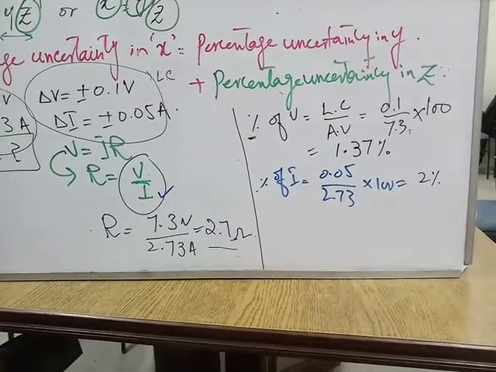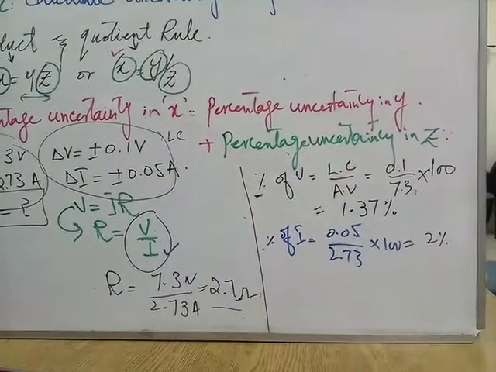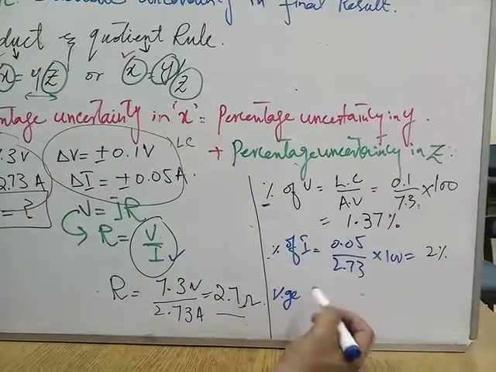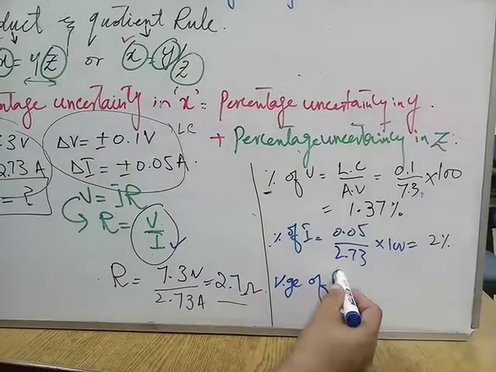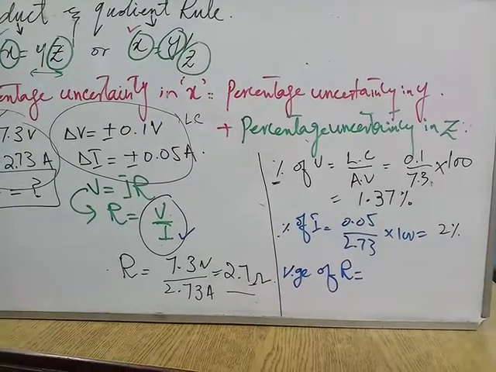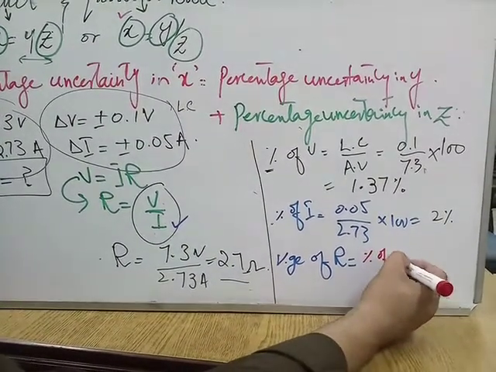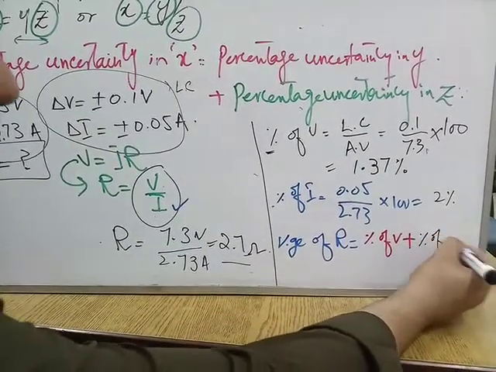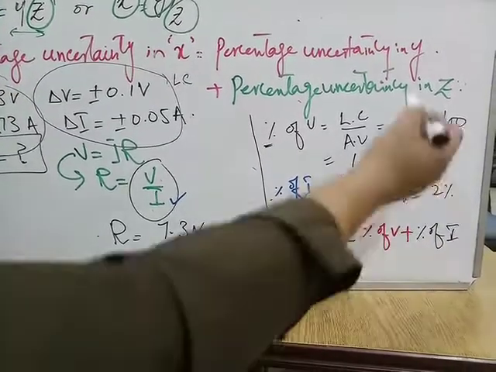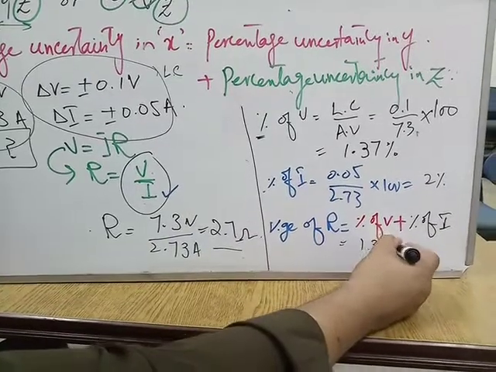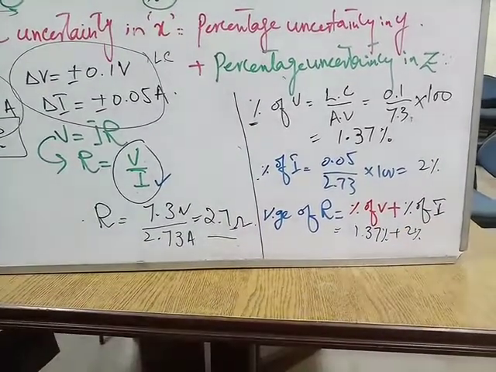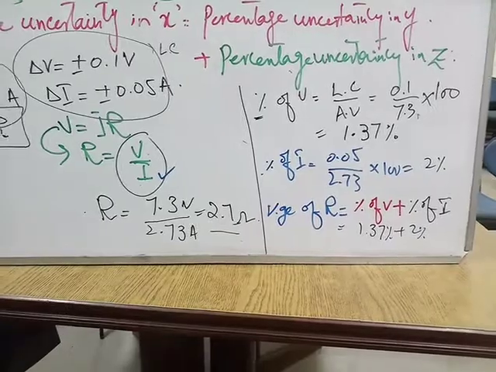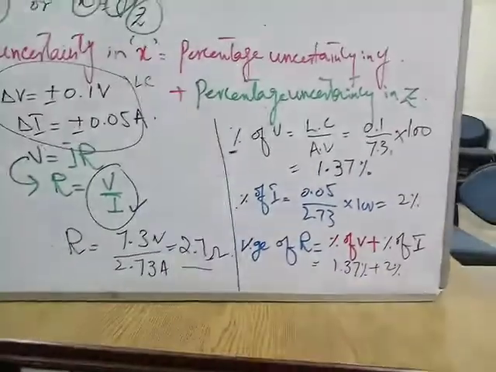So now I am going to find my final result. The percentage uncertainty of R is equal to the percentage uncertainty of V plus the percentage uncertainty of I. I am just adding these two values: 1.37% plus 2%. So I get the final result, which is 2.37%. So this is the percentage uncertainty in the value of R.